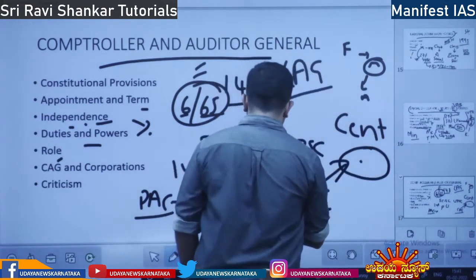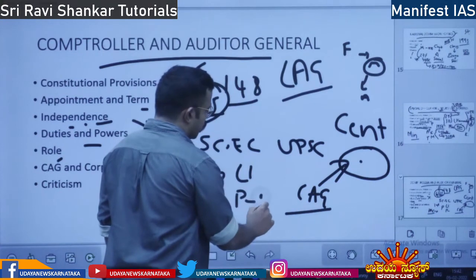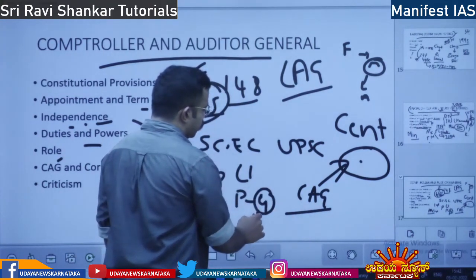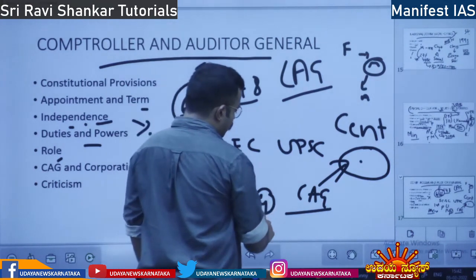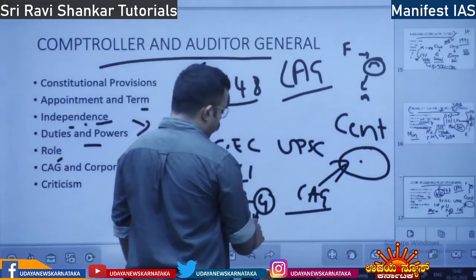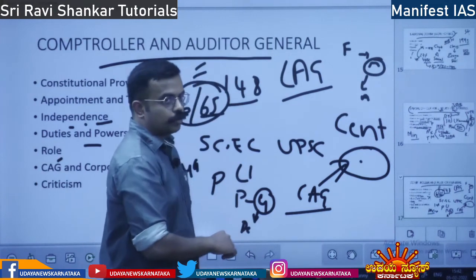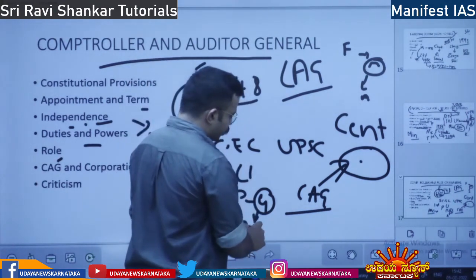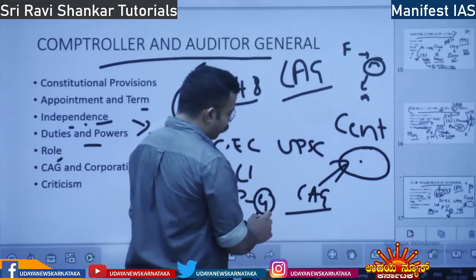Likewise, Parliament gives money to government. So who maintains the account? The account is maintained by the Department of Accounts. Earlier it was the CAG who was maintaining the accounts. However, later it was transferred to the Ministry of Finance, Department of Accounts.